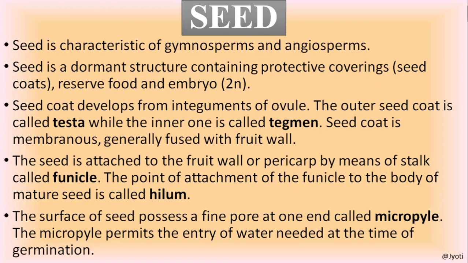This seed coat is membranous and it is generally fused with the fruit wall, but not in all cases. Now this seed is attached to the fruit wall. As I said, the seeds are present inside the fruit in different arrangements, like the placentation seen in the ovary. How are these seeds attached to the fruit wall? By a stalk-like structure that is called funicle. The point of attachment of the funicle to the body of the mature seed is called hilum.